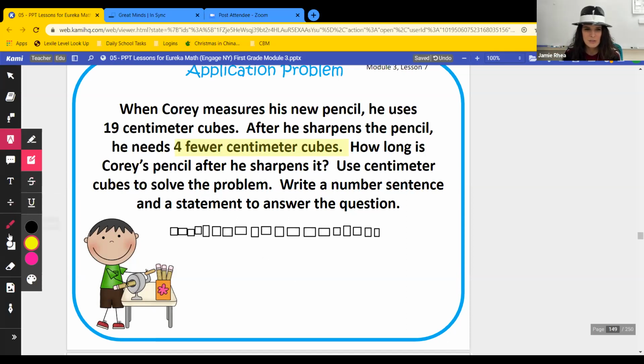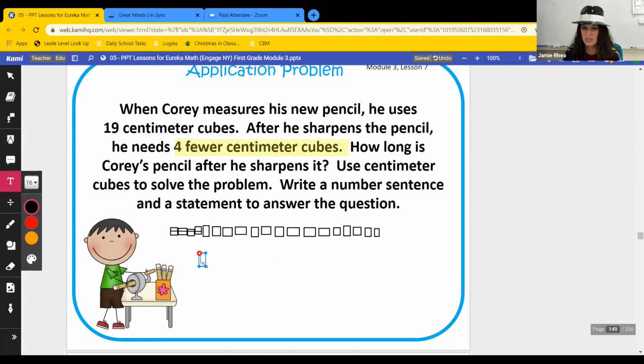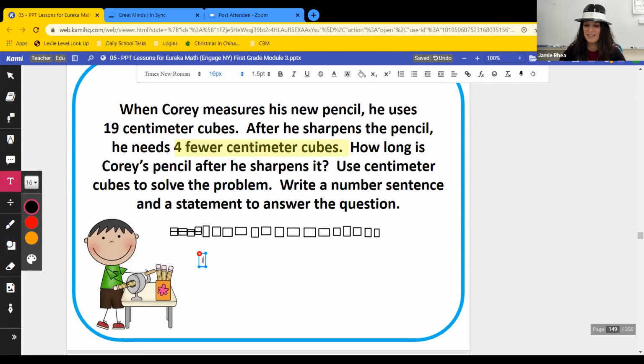So let's draw a line through 4. Ready? 1, 2, 3, 4. That means I took them away. They no longer work. Okay, so let's write a number sentence here. We had 19 centimeter cubes to begin with. We took 4 of those centimeter cubes away. How many centimeter cubes do I have left?